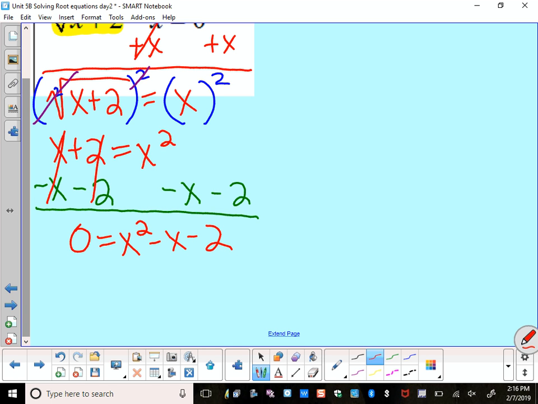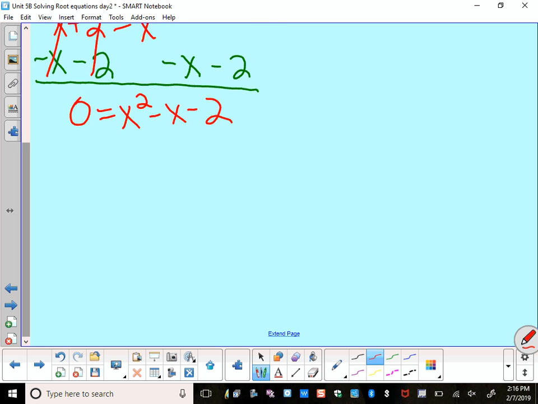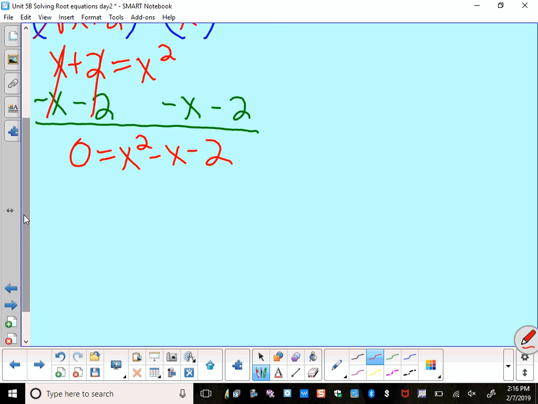We can't forget this one. Combine. Yeah, we have to factor. This is a factoring problem, because I can't combine my x squared with my x, right? So let's get into our t-chart.